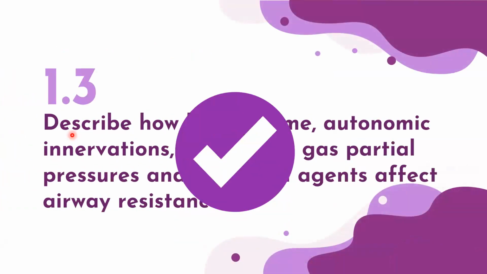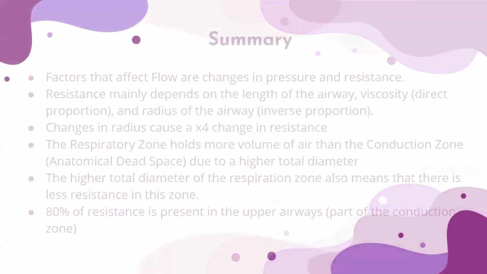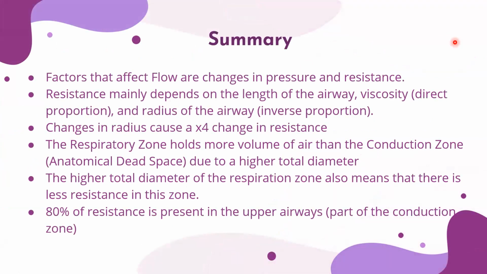So we've completed the subjective. This is the summary for this lecture. Let's quickly go through these points, and if you have any questions from these points, we can go back and discuss it again. Factors that affect flow are changes in pressure and resistance. Remember the basic concept that we discussed: you need a difference in pressure for air to flow, a high and low pressure, and that will determine the direction of airflow.